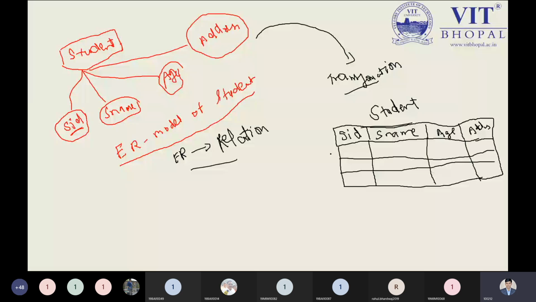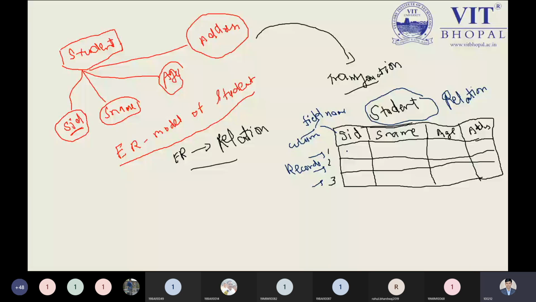Let me remind you once again through a different color so you can understand. In the relational model, this is known as a relation, in general a table, or in the ER model it is known as an entity. In the ER model it is known as an attribute, but in the relational model it is known as a column name or field name. And this is known as a record in general; in the relation it is known as a record, or in general a row.